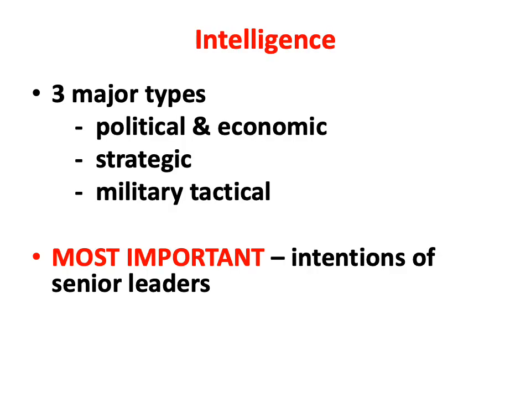Now, before we start looking at the origins of World War II, I want to spend a moment talking about the important role of intelligence, or information on the enemy. In general, there are three major types of intelligence. One is political and economic. The other is strategic. And the last is military tactics, specific battle plans or troop movements. But by far the most important intelligence and the most useful for leaders is to know the intentions of the senior leaders of the enemy that you're at war with.